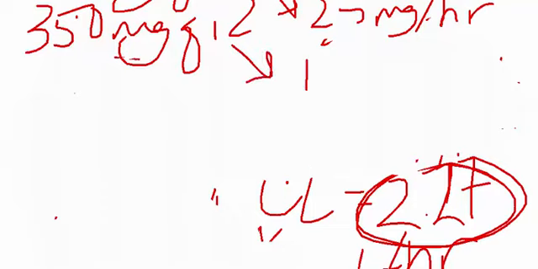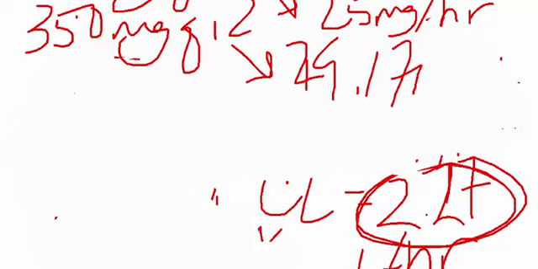that can't be right. 300 divided by 24, 12 and a half. What did I do? No, that's right. 600 divided by 24 is 25. Sorry, I'm getting all turned around here. Or 350 times 2 divided by 24 is 29.17 milligrams per hour.